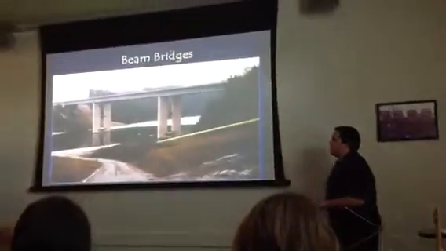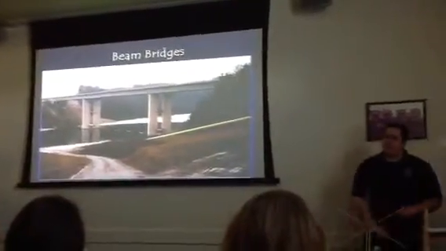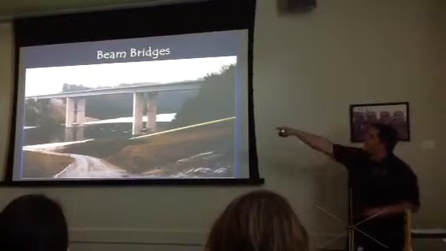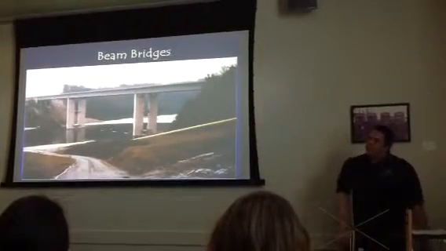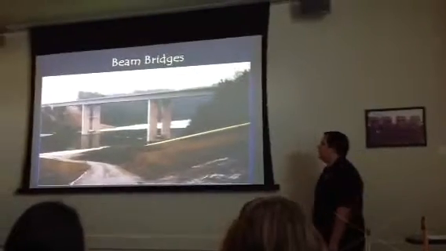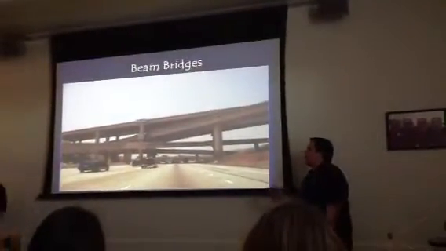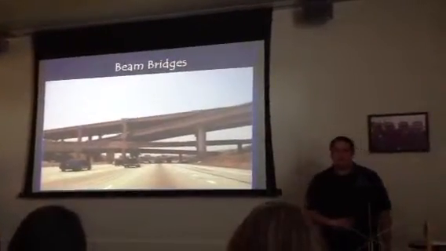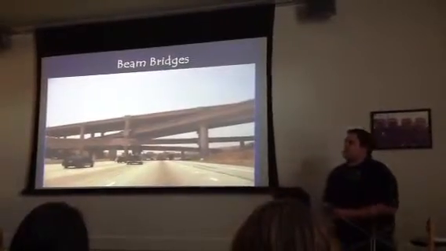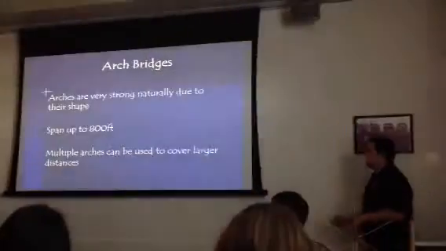So here we have a very simple example of a beam bridge. We can see the straight beam going horizontally, and then we have vertical piers that help support the bridge. And they can get really complex, so a lot of road systems that we use actually use beam bridges for that application. Next we have arch bridges.